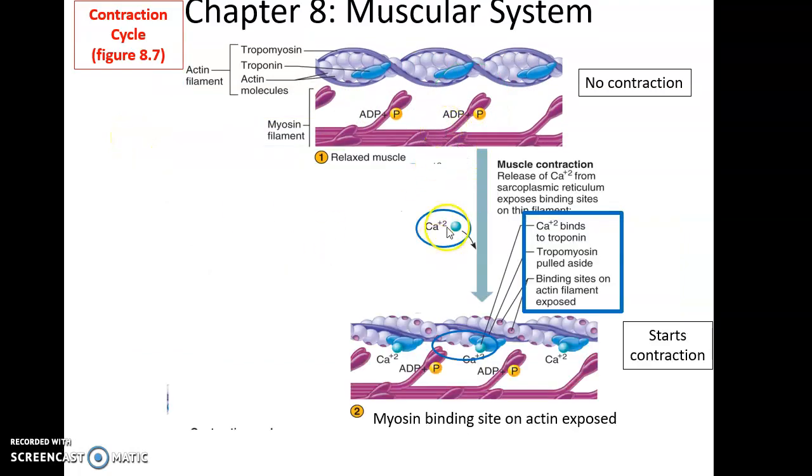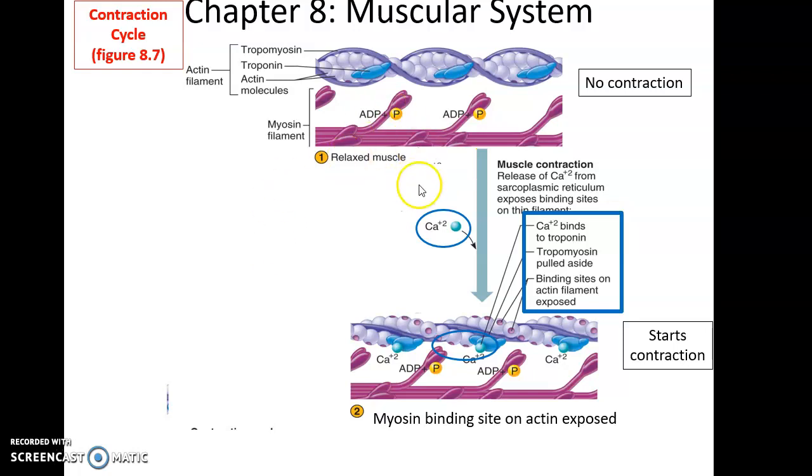So then we have calcium released by the sarcoplasmic reticulum. This dramatic increase in calcium levels in the sarcoplasm leads to calcium ions binding troponin. Calcium ions bind troponin, causing troponin to change its shape. This then causes troponin to move tropomyosin. And by moving tropomyosin, this exposes the binding sites on actin.